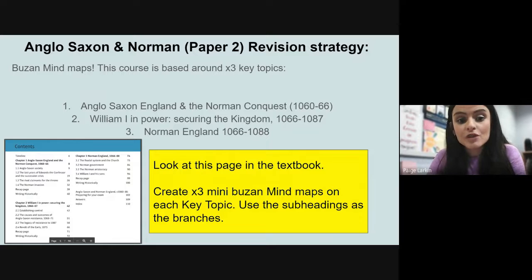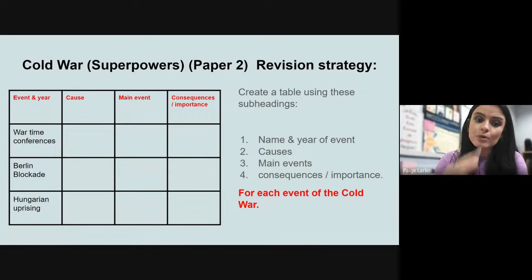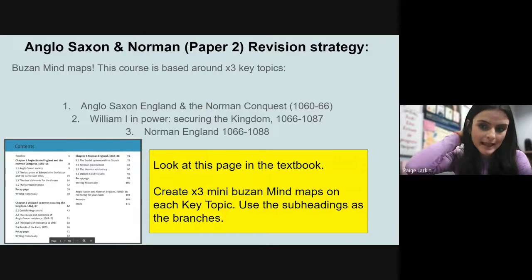Okay, so just as a bit of a recap then, I've just talked you through the Cold War revision strategy, which is using the table on the screen, and then the Anglo-Saxon and Norman paper revision strategy, which is to use the Booz and mind map technique.